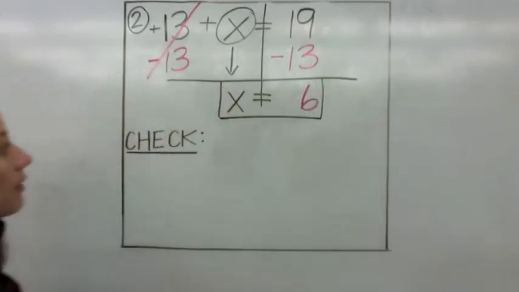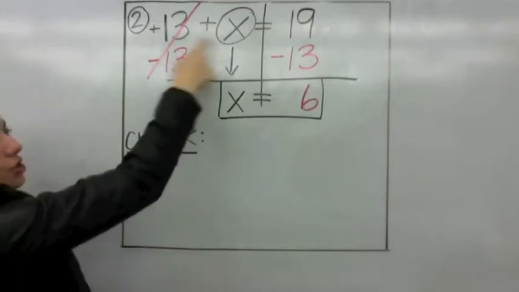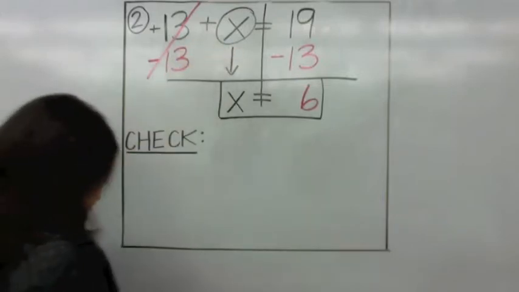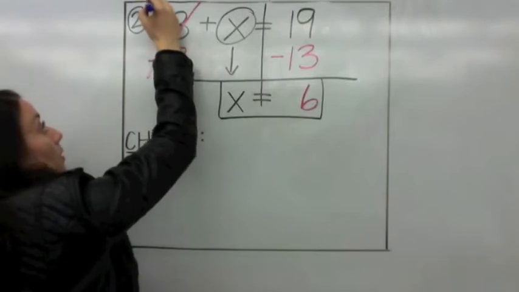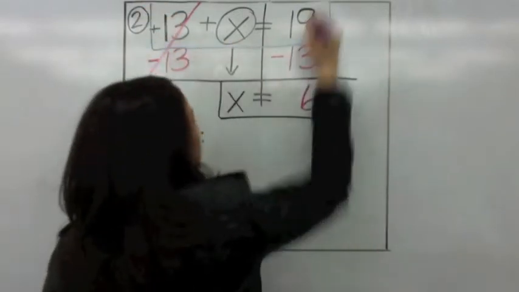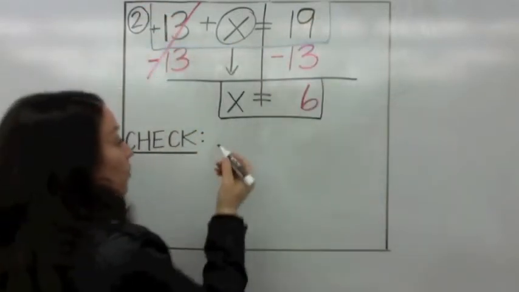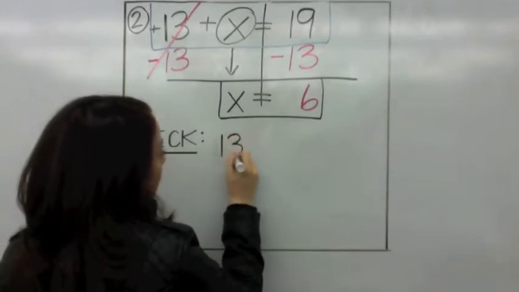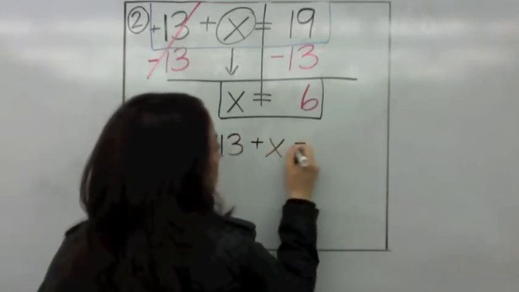Okay. Do you remember how you check the equation? What is the original equation? The original one is 13 plus x equals 19. So you're going to rewrite this equation right here. You've got to rewrite it. You say 13 plus x equals 19.